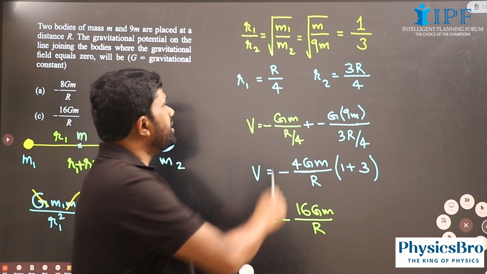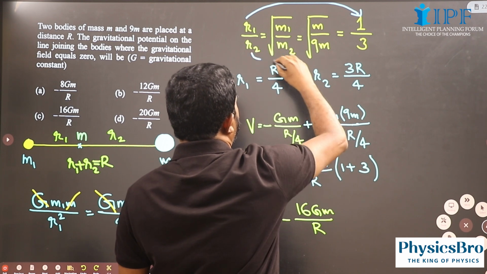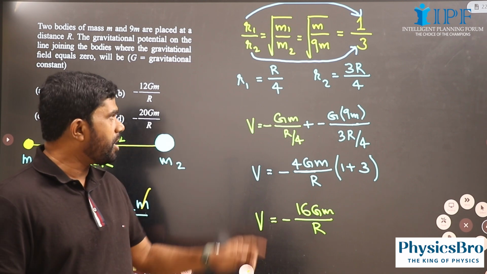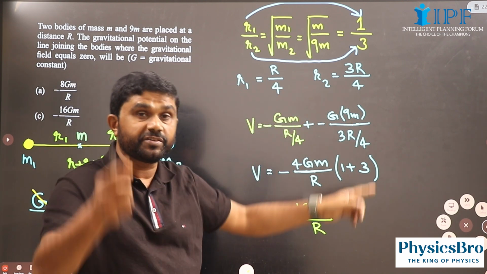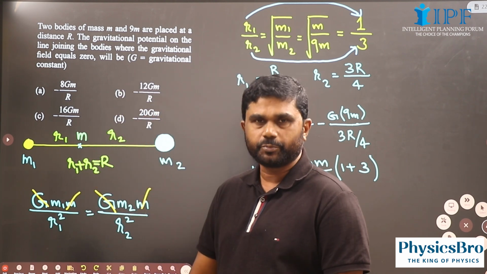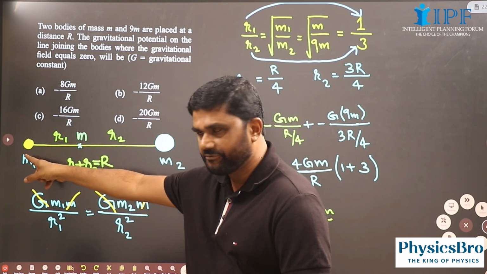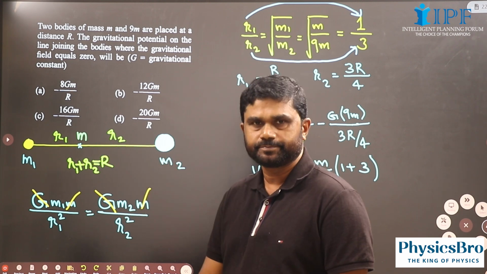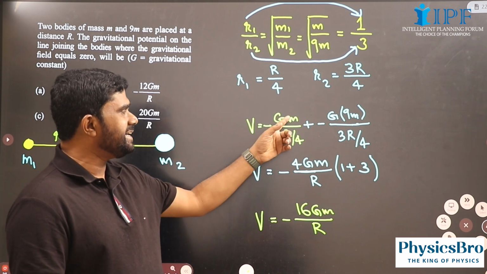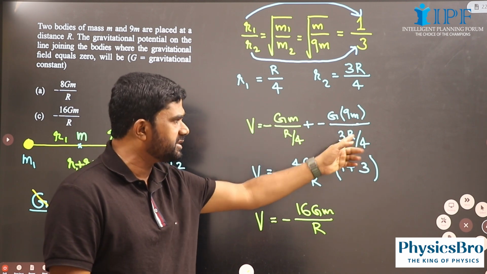Because r1 is one part and r2 will be 3 parts, each part will be R by 4. So r1 is R by 4 into 1, r2 will be R by 4 into 3, that is 3R by 4. Now we have to find the total potential. Potential being a scalar, the potential at this point is the potential due to this m1 plus the potential due to this m2. So potential due to m1, that is of mass m, is minus Gm divided by R by 4. Potential due to the second mass is minus G 9m divided by 3R by 4.